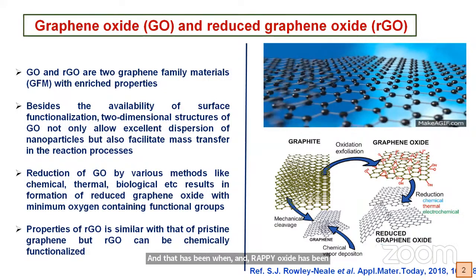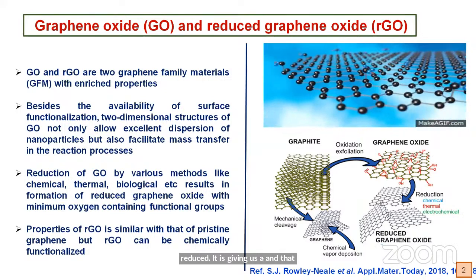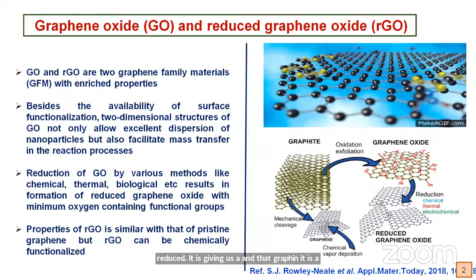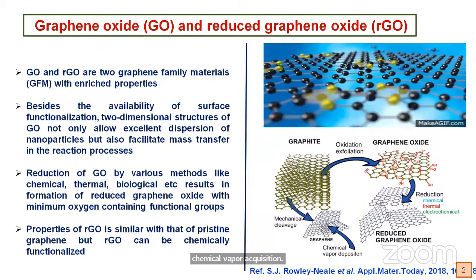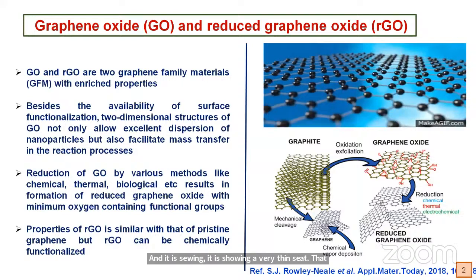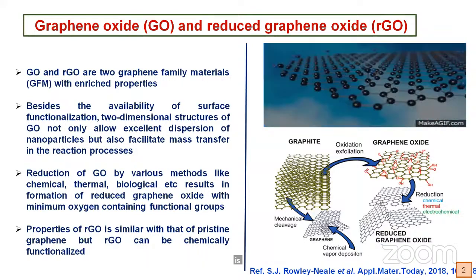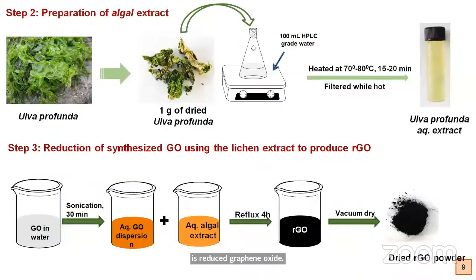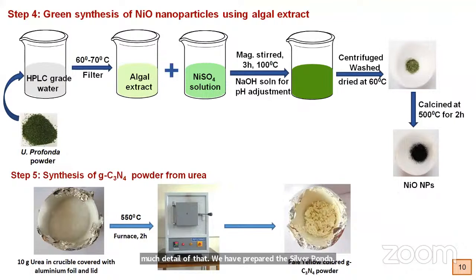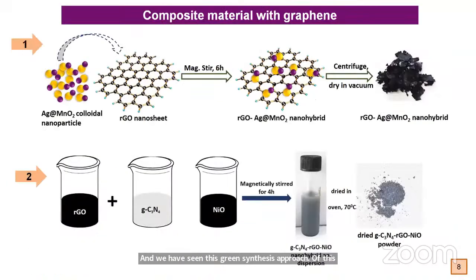And that graphene, it is a chemical vapor deposition, and it is showing a very thin sheet that is reduced graphene oxide. So we have worked on this property. I'm not going to go into much detail of that. We have prepared this Ulva profunda, this particular application, and we have seen this green synthesis approach of this particular alga, and graphene oxide has been formed, and the composite materials. This is all our work.